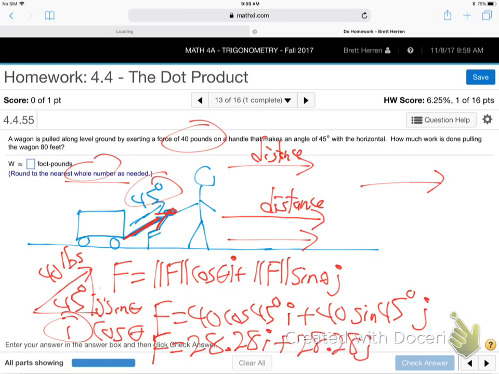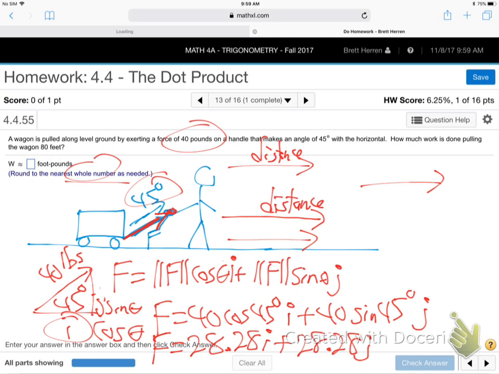So that's always how we get a vector. Whenever they do something at an angle, we just do cosine of the angle times i, sine of the angle times j, multiplied by the magnitude. So there we go. It's 28.28i, and I'm using 2 decimal places because they want a whole number in the end, so I'm using a little more accuracy because I'm still in the middle of the problem. So there's the force vector.